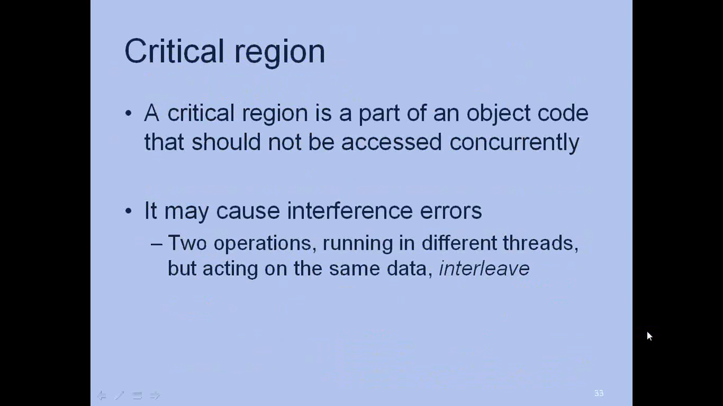So let's talk about the critical part. A critical region is a part of an object code that should not be accessed concurrently. Let's take an example of the bank account. It's a common example that's discussed when talking about multi-threading.